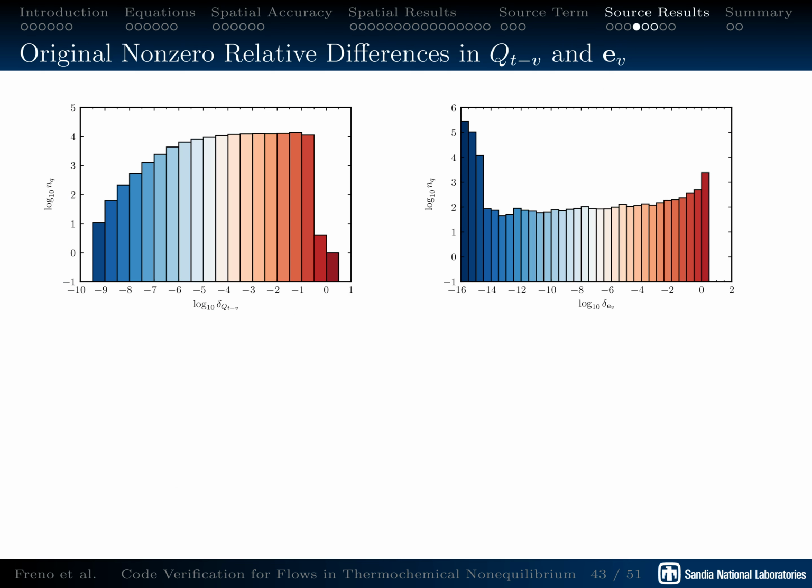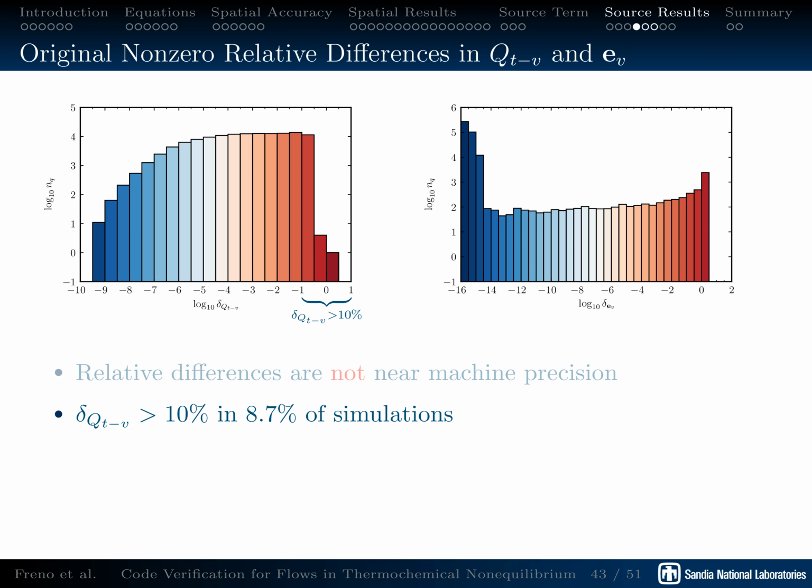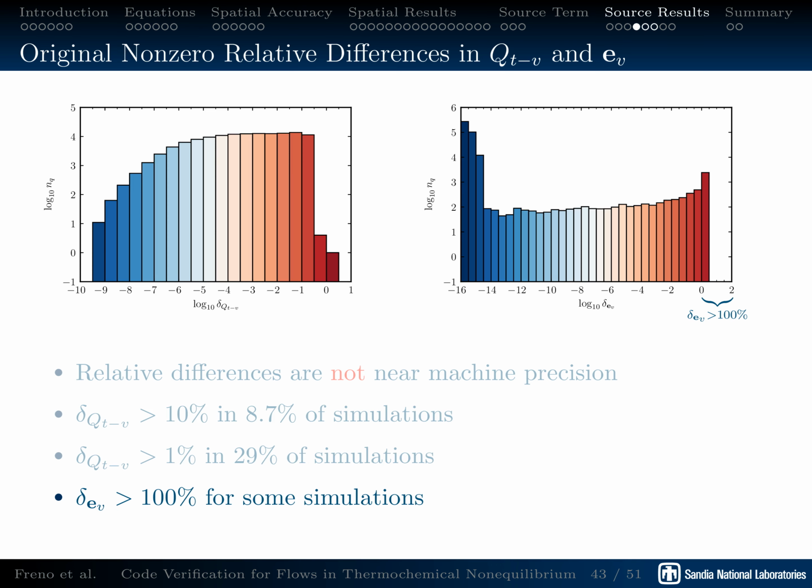Now we're going to look at the non-zero relative differences between the translational vibrational energy exchange and the vibrational energies. We were expecting agreement near machine precision, but this is clearly not the case. Delta QTV is greater than 10% for about 9% of the simulations, and greater than 1% for nearly a third of the simulations. Additionally, the relative difference in EV is greater than 100% for some simulations.